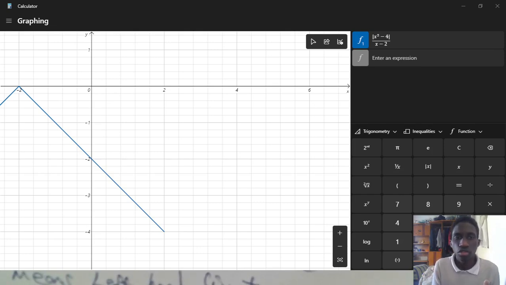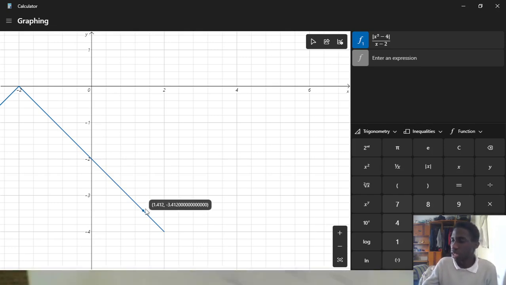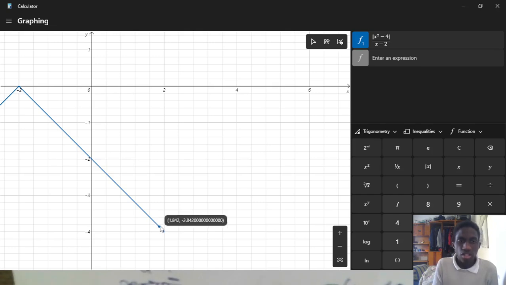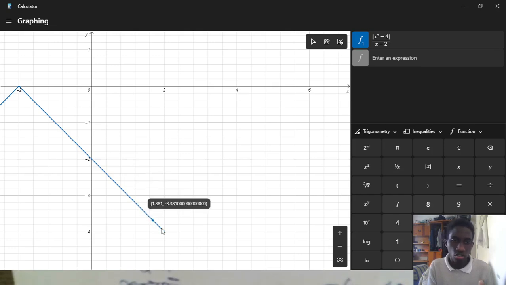This is the graph in front of us, the graph of the function where we find the limit of absolute value of x squared minus 4 divided by x minus 2. And as we are approaching 2 from the left, we keep on getting values closer and closer to minus 4, which is our answer. So as we are approaching 2, this is 2 here on the x-axis, from the left hand side, we see values that are close to minus 4.